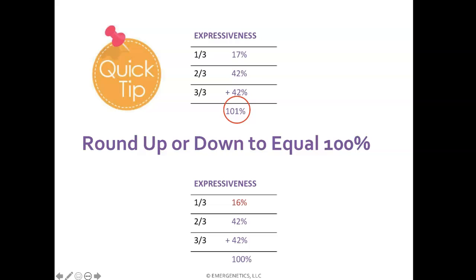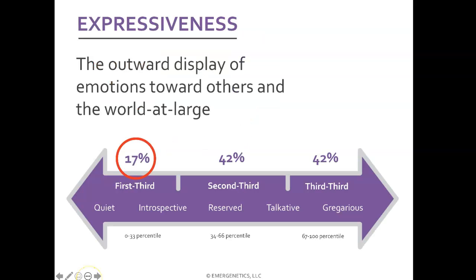So, if the total sum is more or less than 100%, we recommend that you round up or down one of the behavior percentages. It doesn't matter which behavior percentage you modify. In this scenario, I chose the expressiveness percentage and rounded it down to 16% to have the total equal 100%. And here's the change on the slide.